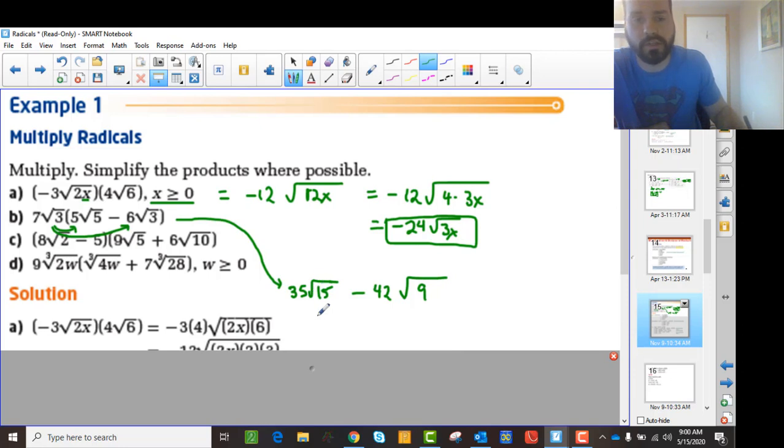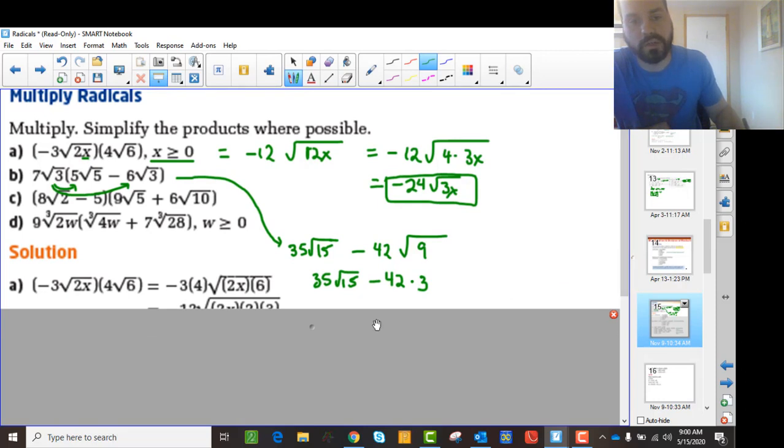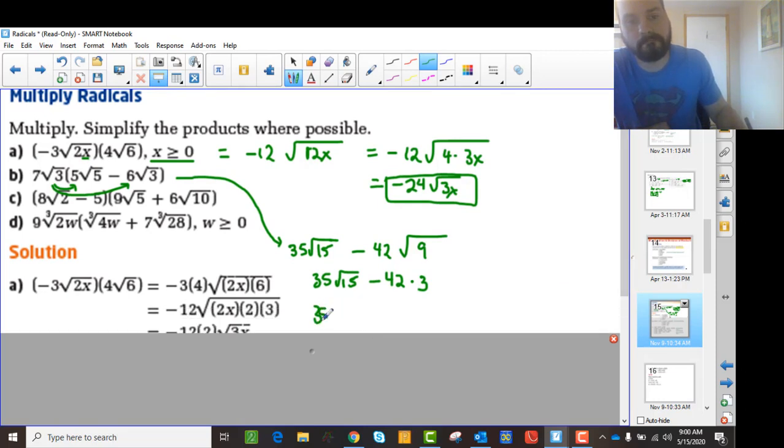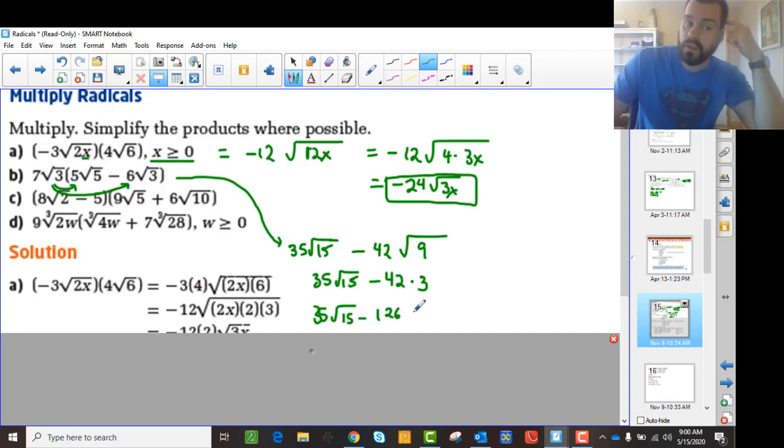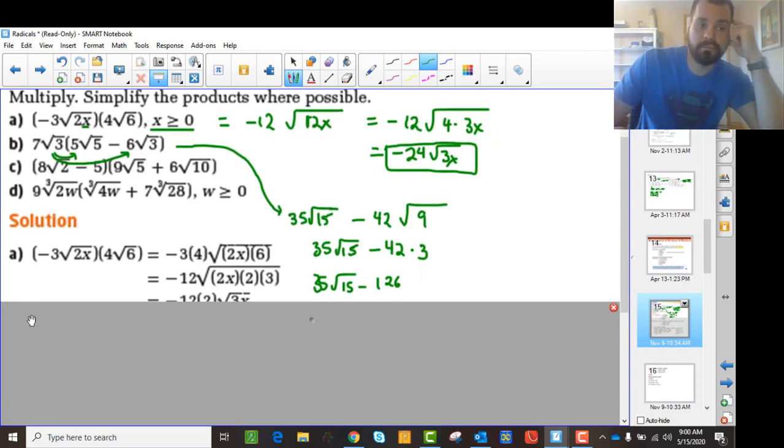So 35 root 15 doesn't simplify. There's no perfect square factor of 15. However, 42 times the square root of 9 becomes 42 times 3. The square root of 9 is 3. So you get 35 root 15, and then minus 42 times 3 is just 126. Okay, and again, your solutions are here.